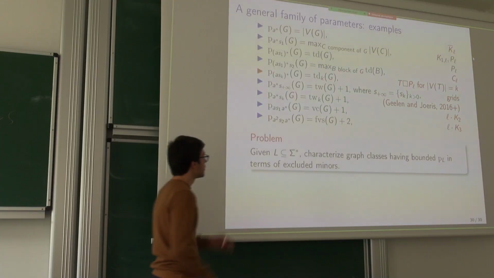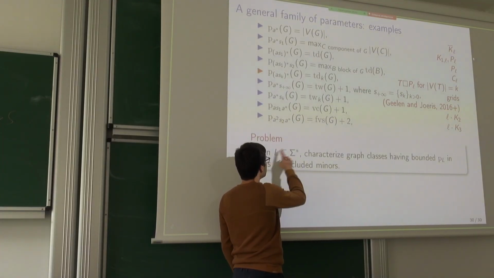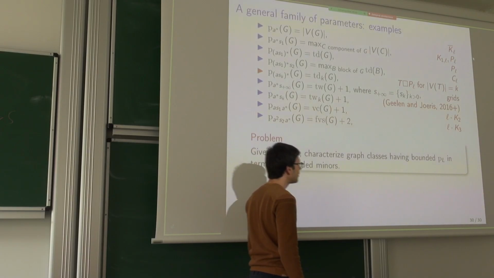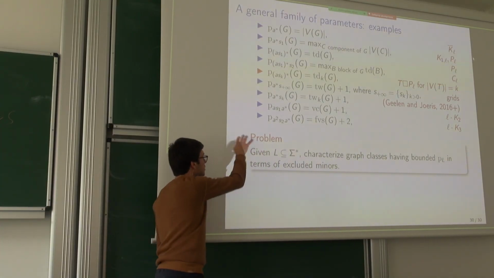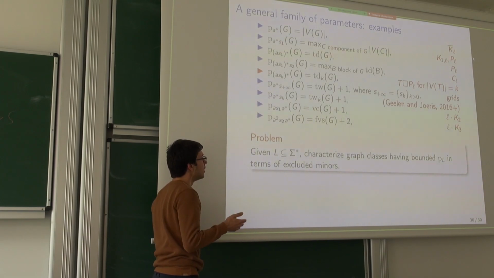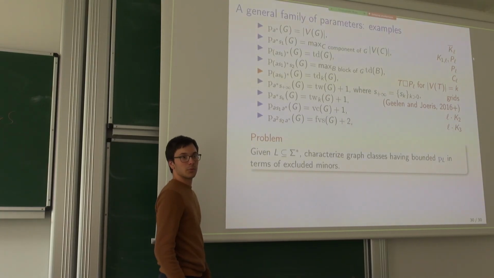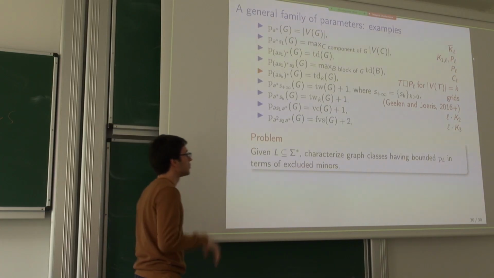And so there is this very complex general problem, which is: given a language over sigma, can we characterize graph classes having bounded pL in terms of excluded minors? So this is quite complex probably, but something which is more concrete is: is it true that there are finitely many families of excluded minors? So it's probably true, it's a very special case of a much more general conjecture.